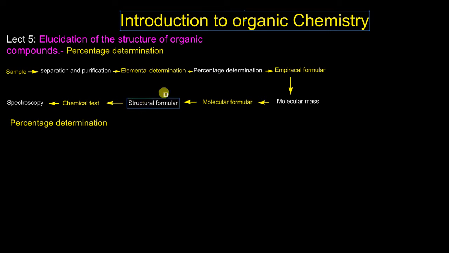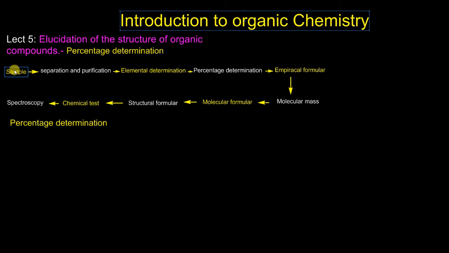So what do we do? Percentage determination. This is also called quantitative determination or quantitative analysis. This is the test that is run. The percentage determination is a test that is run to identify how much of the various elements are within an organic sample, by finding the various percentages of the various elements that are within the organic sample.